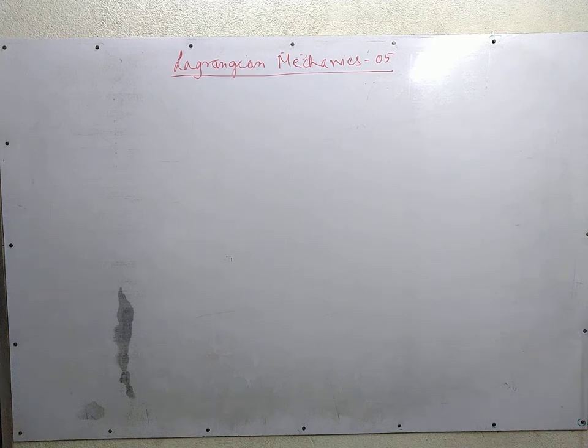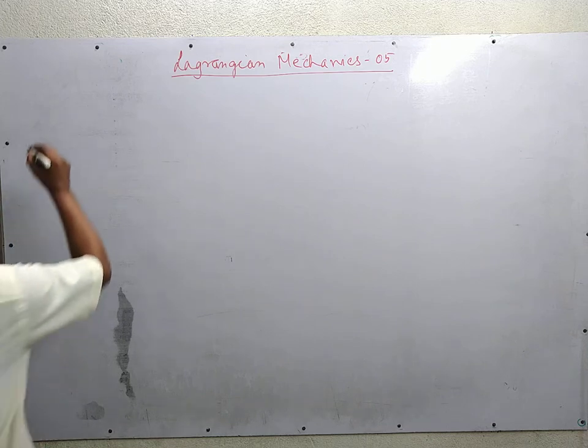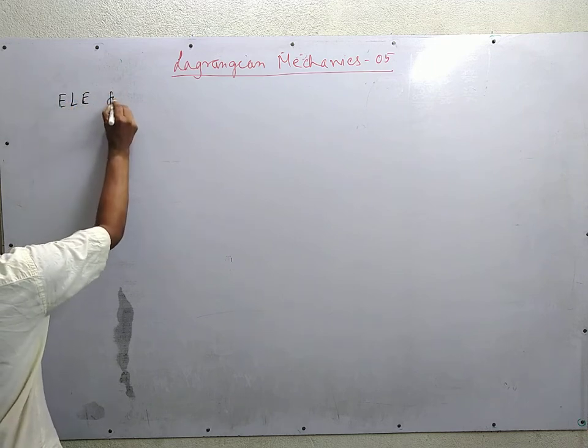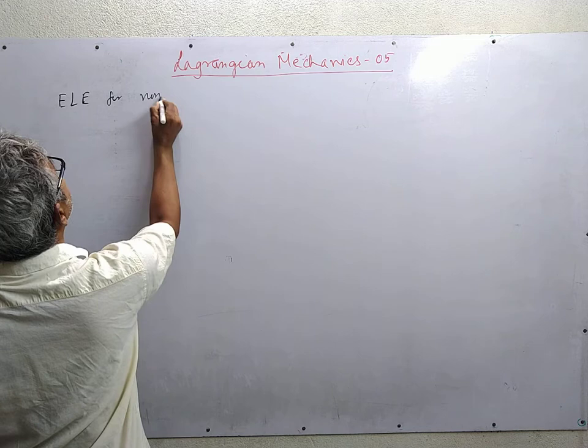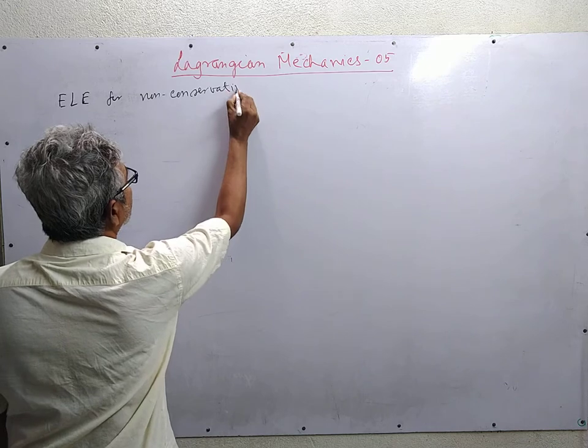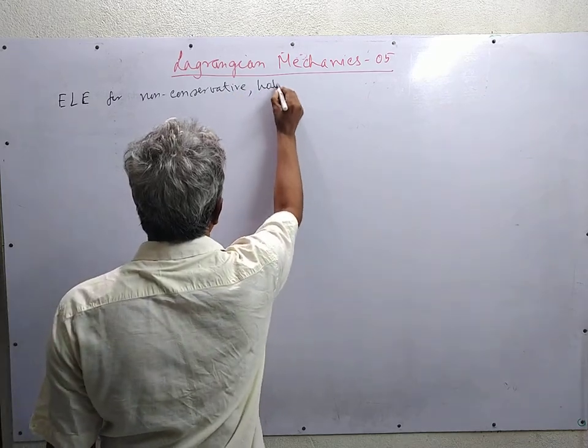In this fifth lecture on Lagrangian mechanics, today we shall apply Lagrangian mechanics for non-conservative holonomic systems. That is, we shall obtain the Euler-Lagrange equation which is applicable for non-conservative holonomic systems. So our aim is to obtain the Euler-Lagrange equation for non-conservative holonomic systems.